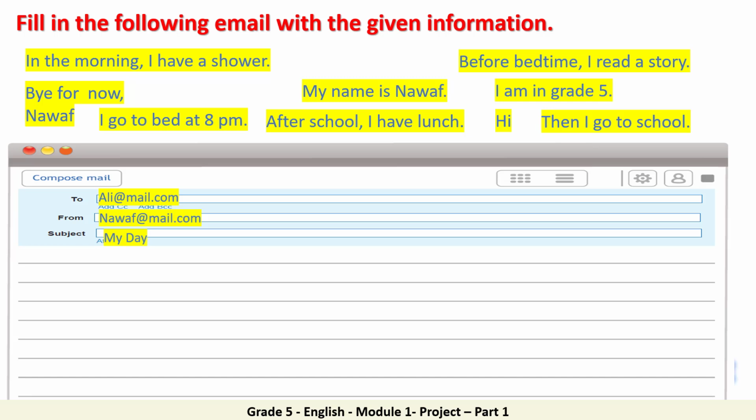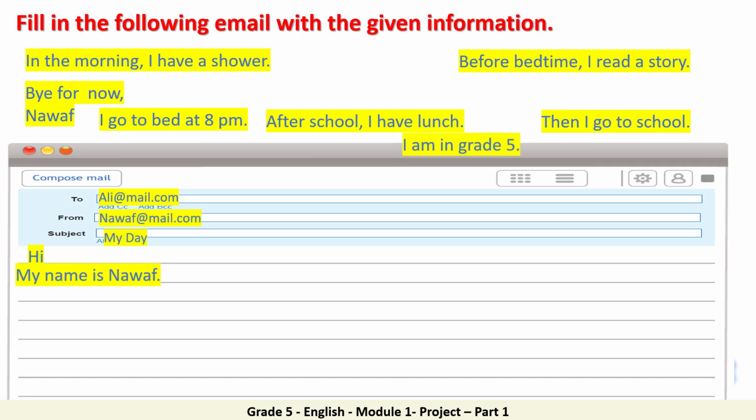Then, as we've learned, we should start the email with hi. Then some personal information about yourself, like your name. My name is Nawaf here. And also, your grade is personal information, right? Like I am in grade 5. You need to drop it here too.